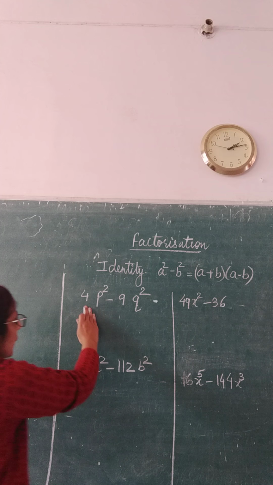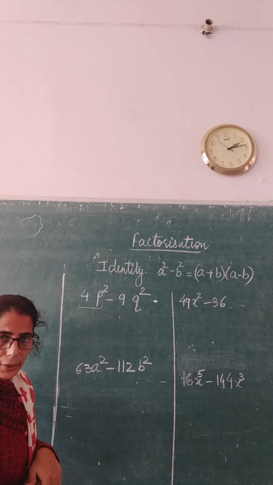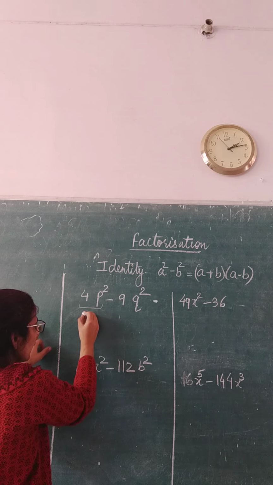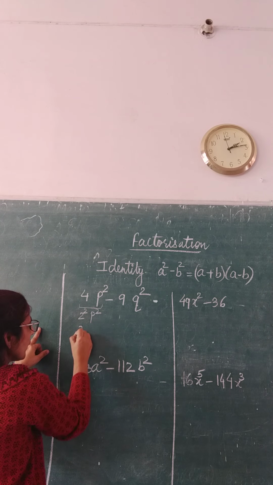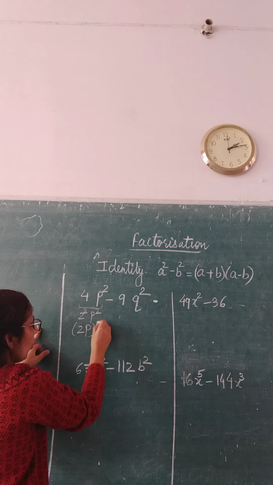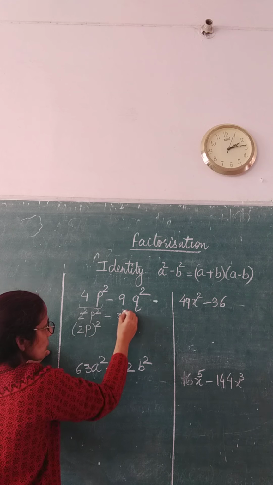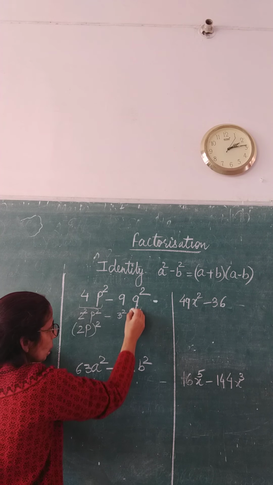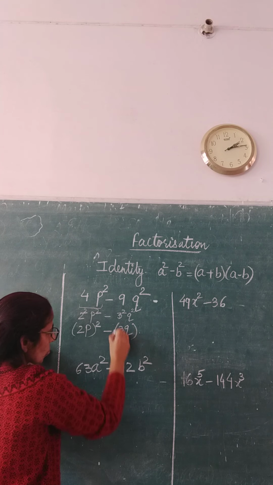So see here, can I write it as something whole square? 4 can be written as 2 square. This is p square. So I can write it as (2p) whole square. 9 can be written as 3 square. It is already q square. So I can write it as (3q) whole square.